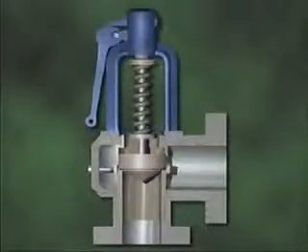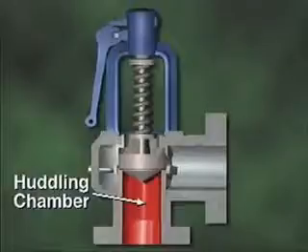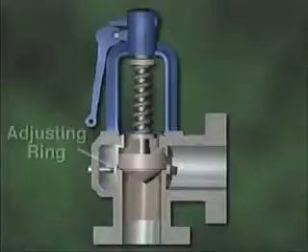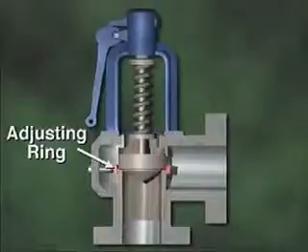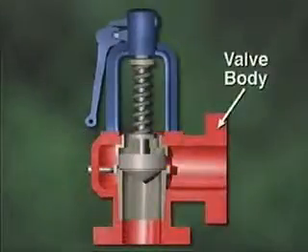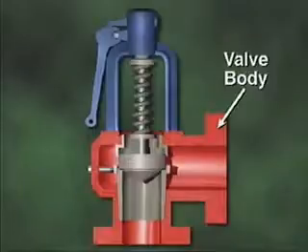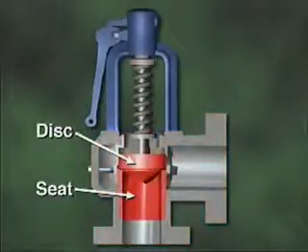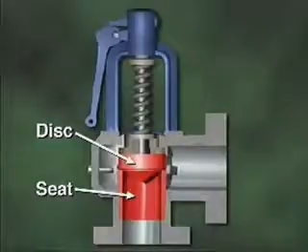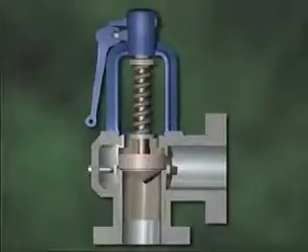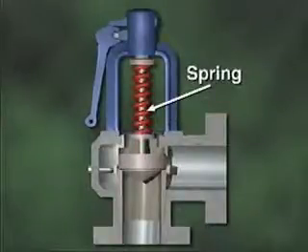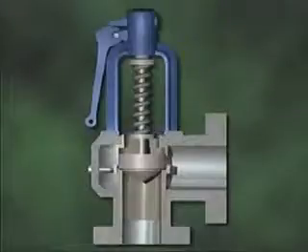This type of safety valve is named for a small space called a huddling chamber that's located just below the valve's disc. The valve has an adjusting ring that's used to direct escaping steam either toward or away from the disc. The valve body directs the flow of pressurized fluid. The disc and seat seal the system closed under normal pressure. The disc is mounted on a stem. A spring holds the disc in place, and the valve stem transfers tension from the spring to the disc.